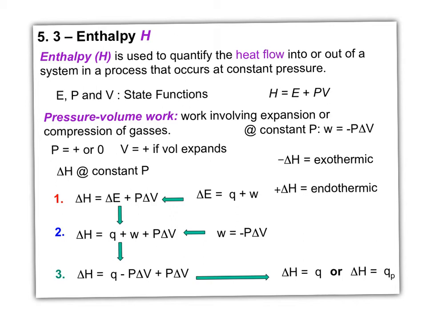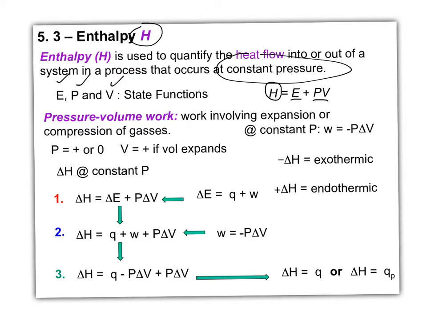So enthalpy, which is represented by the symbol H, capital H, is used to express or quantify the heat flow into or out of a system. Okay, and we look at enthalpy at constant pressure. We know that energy, pressure, and volume are all state functions, and we interrelate enthalpy to being equal to your energy plus the sum of your pressure and volume.